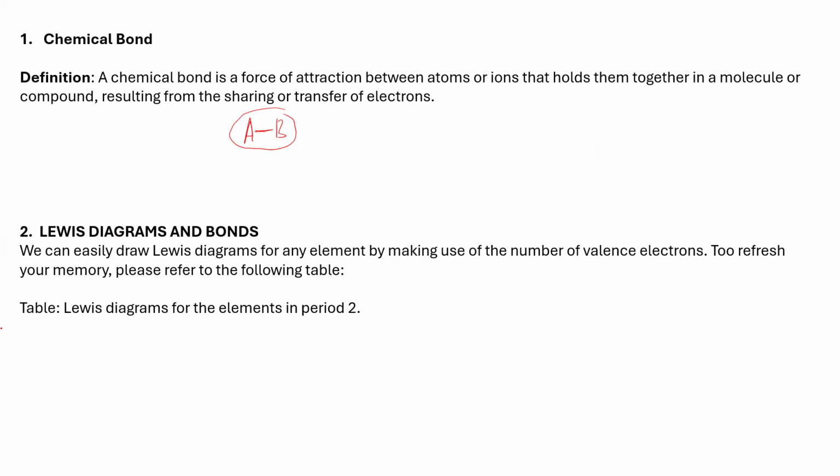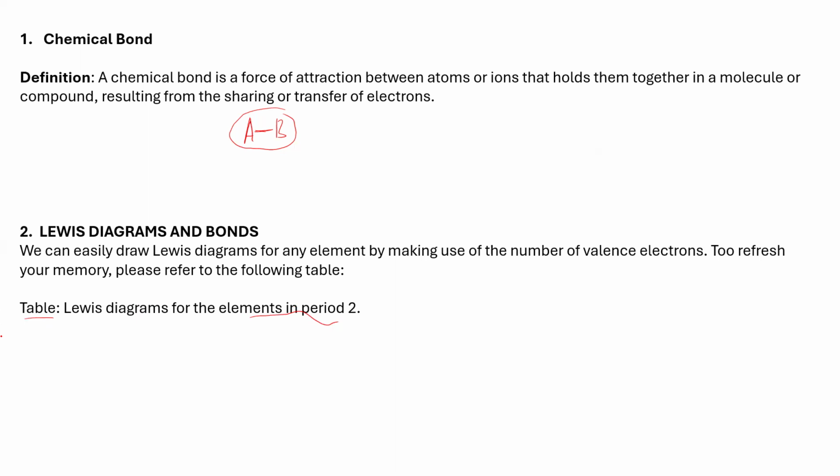When you combine your atoms, you should be able to do so by making use of your Lewis diagrams. There are certain rules on how to draw a Lewis diagram, and we will look at those rules and how to draw a Lewis diagram. Below, I will show you just now, we have a table for elements that are found in period number 2 from the periodic table. This table will guide us on how to go about Lewis diagrams.